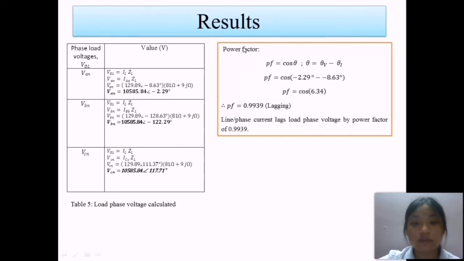And next is to find the power factor. The power factor formula is PF equal to cos delta, where delta equals delta V minus delta I. So taking the cos of this value, cos 6.34, I get 0.9939, which is lagging. The line phase current lags the phase voltage by a power factor of 0.9939.